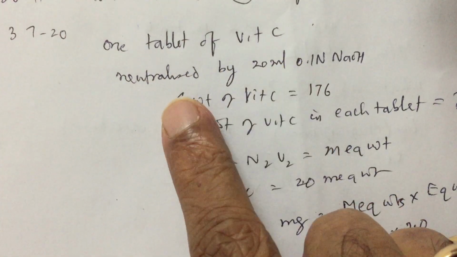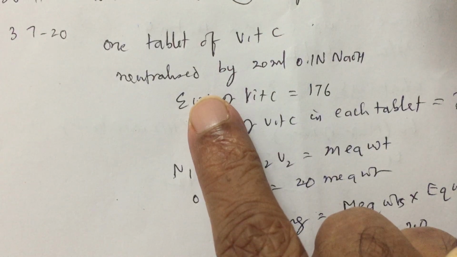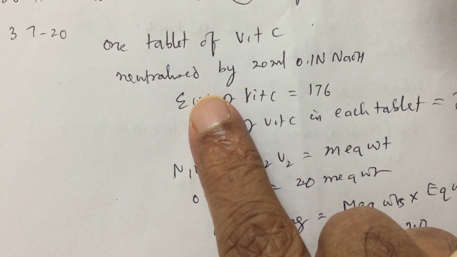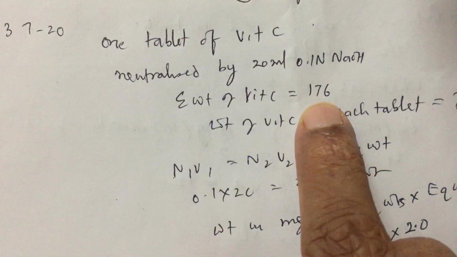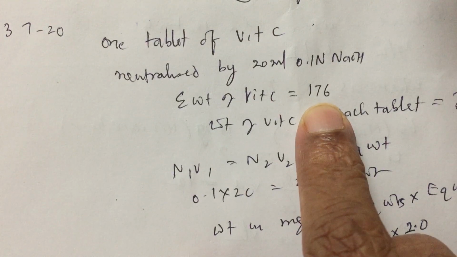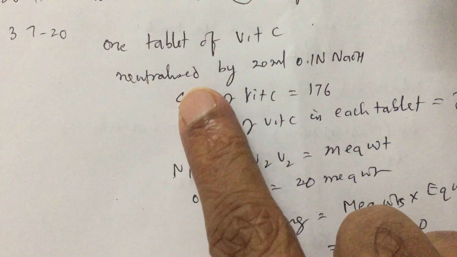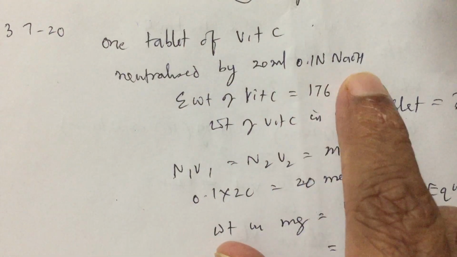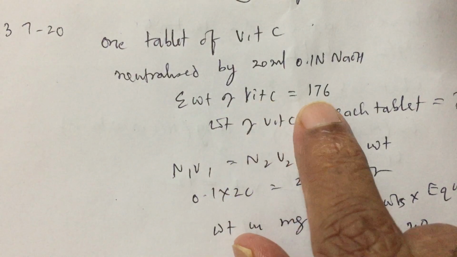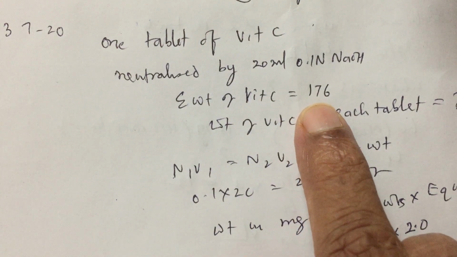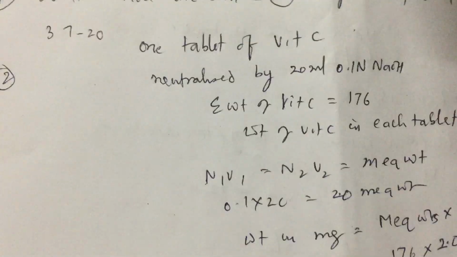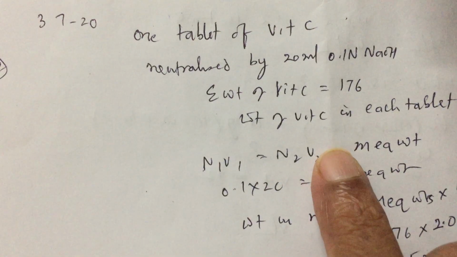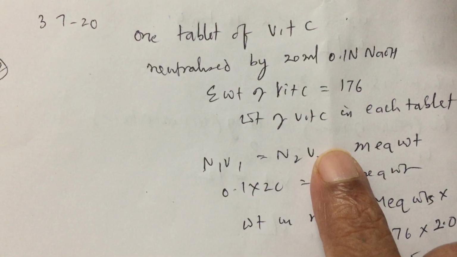One tablet of vitamin C. Vitamin C is called ascorbic acid, and nowadays when anybody gets corona, doctors are prescribing vitamin C. Ascorbic acid is an organic acid whose equivalent weight is given as 176. Don't worry about its structure. One tablet of vitamin C is neutralized by 20 ml of 0.1 normal NaOH. If the equivalent weight of vitamin C, that is ascorbic acid, is 176, what is the weight of vitamin C in each tablet? Whenever an acid is neutralized by base, use the relation: total number of equivalents of A reacting is equal to number of equivalents of B reacting.